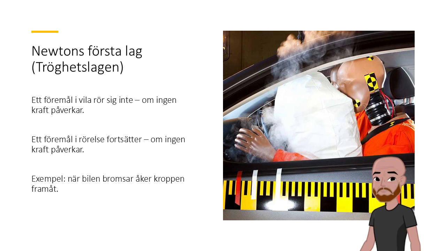A clear example is when you sit in a car that suddenly brakes. The car stops, but your body keeps moving forward. That's why we need seatbelts and airbags to stop the body safely. Inertia is everywhere, in everything that moves or stands still. In short, things like to continue as they are until some force says otherwise.